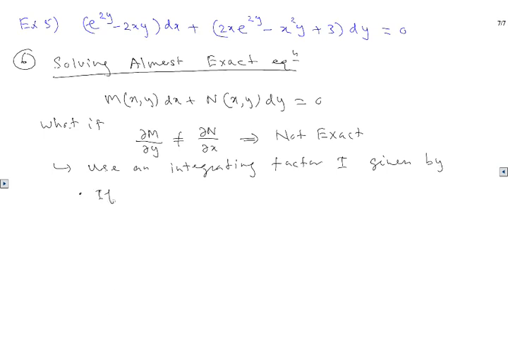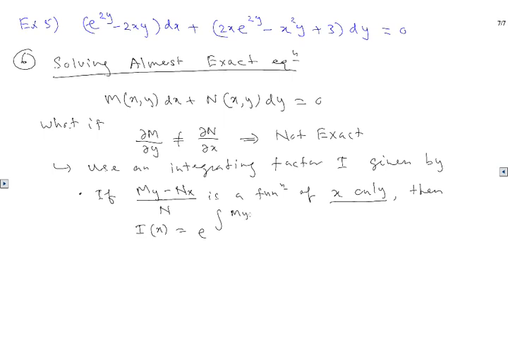If the partial derivative of M with respect to y, minus the partial derivative of N with respect to x, divided by N, is a function of x only, then you can show that the integrating factor, which is a function of x only, is given by e to the integral of (M_y minus N_x) over N dx. That's how you get the integrating factor.